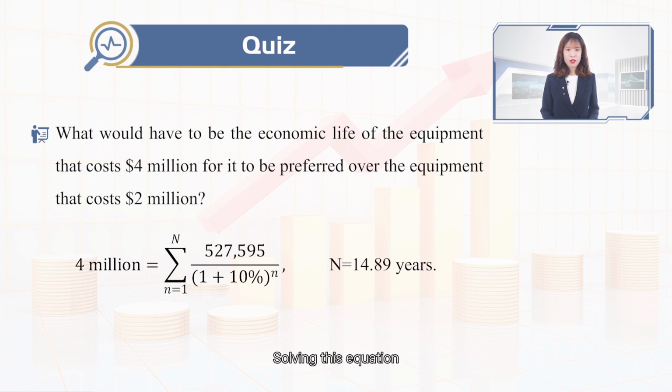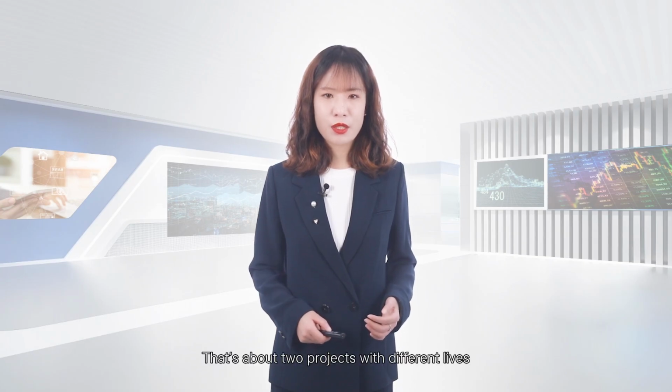Solving this equation, n is obtained as 14.89 years. This suggests that to be preferred to the first equipment, the second equipment would have to have an economic life longer than 14.89 years. Rounding to the nearest year, we get 15 years. That's about two projects with different lives.